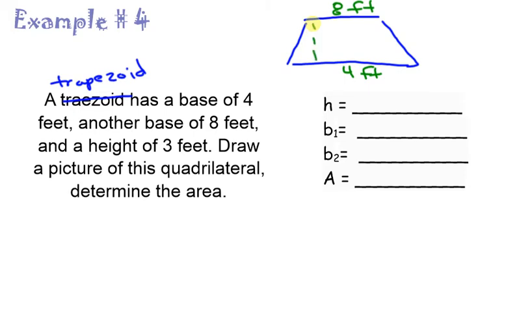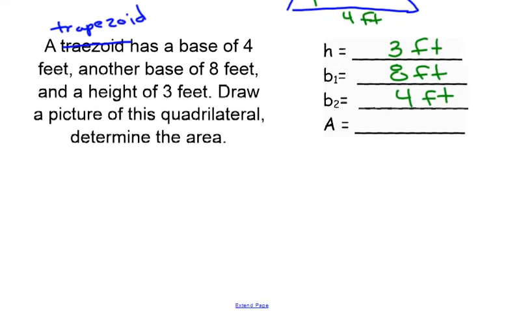And the height is 3 feet. So I'm going to go ahead and fill this in. So my height is 3 feet, one base is 8 feet, the other base is 4 feet. Now remember, it doesn't make a big difference whether you put the first base into base 1 or base 2, because like I said, you're just adding them together.